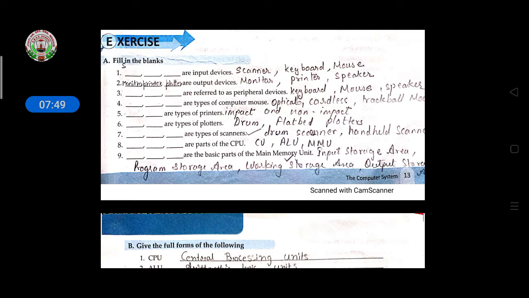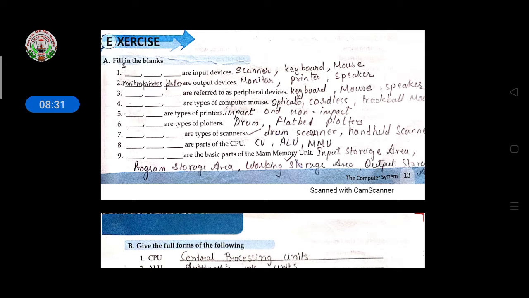The fill-ups: input devices are scanner, keyboard, mouse. Output devices are monitor, printer, speaker. Peripheral devices are keyboard, mouse, speaker. Types of mouse are optical mouse, cordless, trackball. Types of printer are impact and non-impact printers. Types of plotters are drum and flatbed plotters. Types of scanner are drum scanner and handheld scanner. Parts of CPU are CU, ALU, MMU.